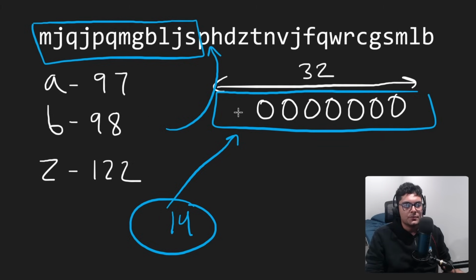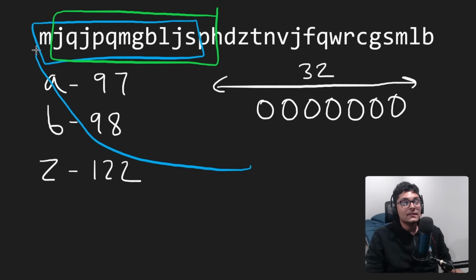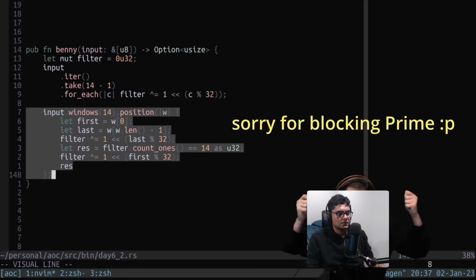So the fact that duplicate characters will turn a bit into 0 actually doesn't cause any issues. Even more so, now we can shift our window by 1 every single time. We can take the leftmost character and exclusive OR it to toggle that bit, and take the rightmost character and also exclusive OR it to toggle that bit. Go over the input 14 at a time.